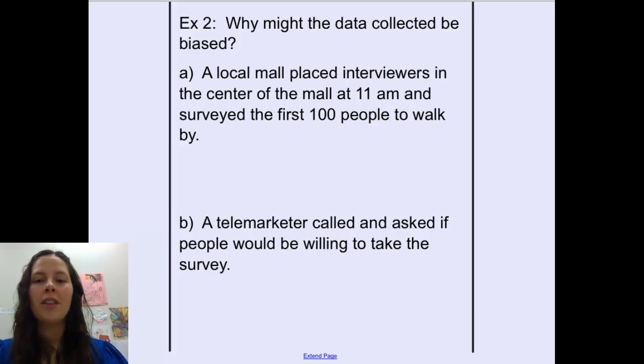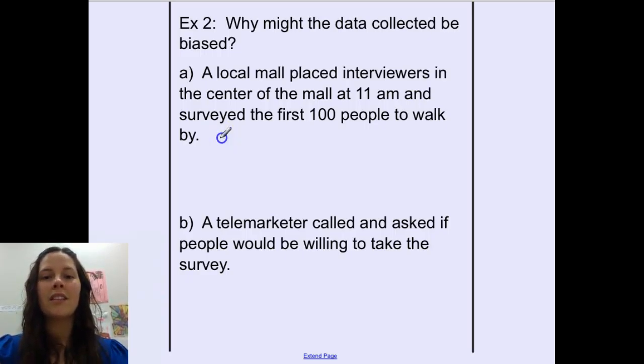Our first one, the mall, again, interviewing customers. They put them at the center of the mall at 11 a.m. and surveyed the first 100 people to walk by. This would be a biased survey because they're only surveying people in the mall at 11 a.m. If this is a Monday through Friday, people like myself who work Monday through Friday are not at the mall, so they're not getting my opinion at all. If it's on a weekday, some people like to go to the mall at night, so they're not getting their opinion either. So we're going to say that this one is biased because of the time constraint.